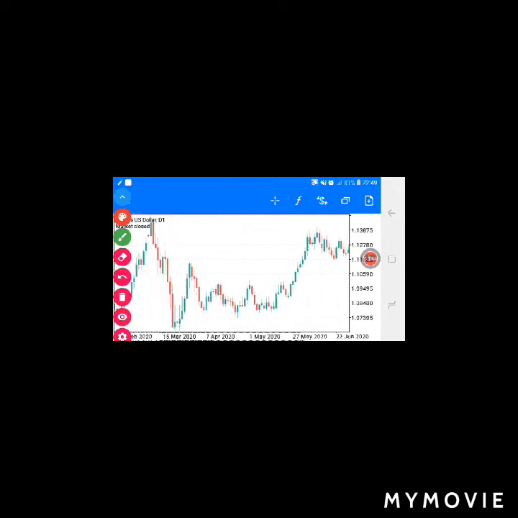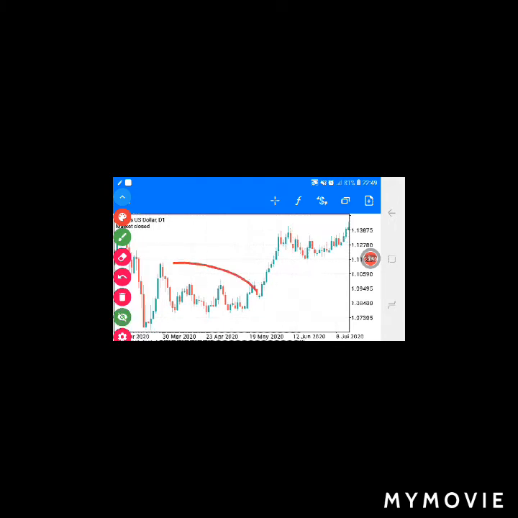Unlike this one, as you can see, this one went up, then came down to break our previous low. So this is a failed one. We don't count this one. We began counting our first retracement here. This is our first retracement.